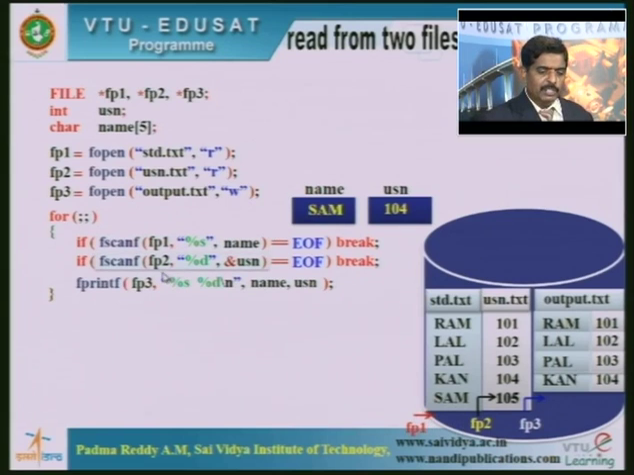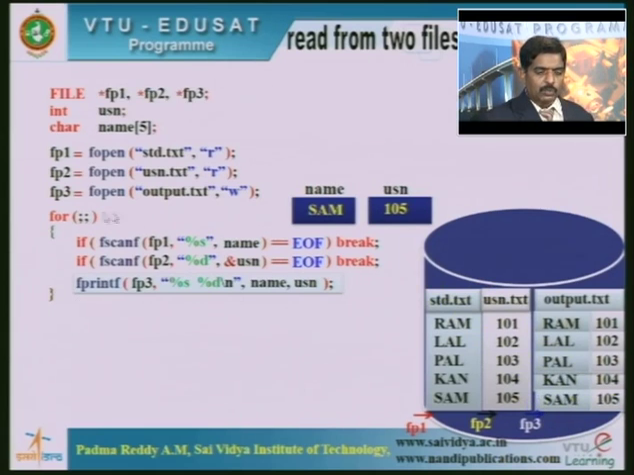But what is the next statement to be executed? fscanf. We read the data from fp2. What is read? 105 is read and that should be copied into where now? usn. So, 105 is copied and read into usn, and this pointer fp2 automatically points to the end of the file now. Now, what is the last statement to be executed? fprintf. We are sending name and usn into fp3, and this fp3 now points to the end of file.